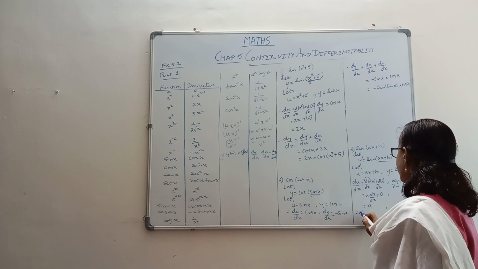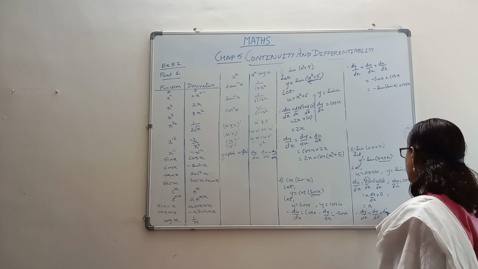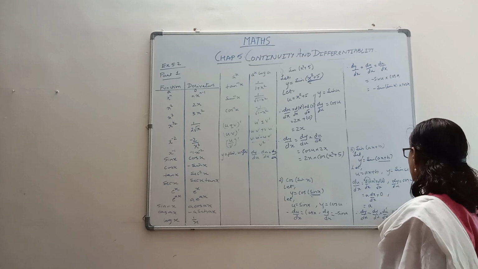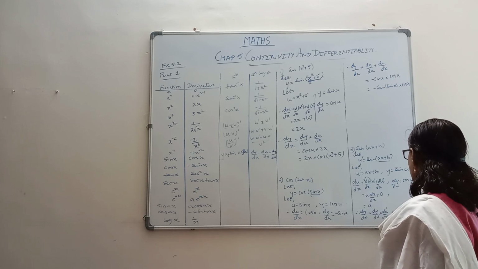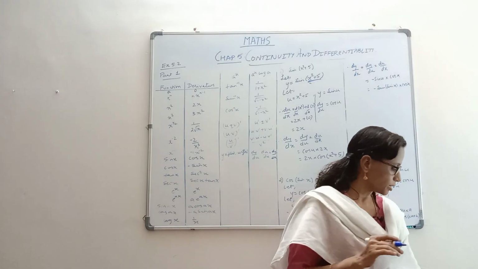So net effect, dy by dx will work as dy by du into du by dx. So what comes up? dy by du for us is cos u, and du by dx is a. So it is a cos of ax plus b. Quite simple and quite easy. From the question itself, it's clear that this is how it is going to come.